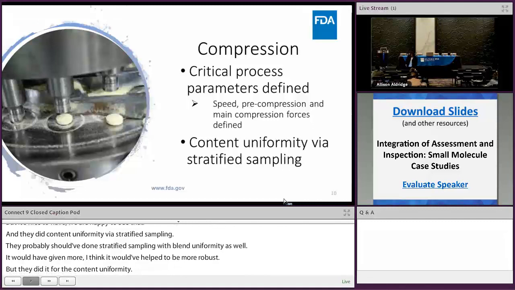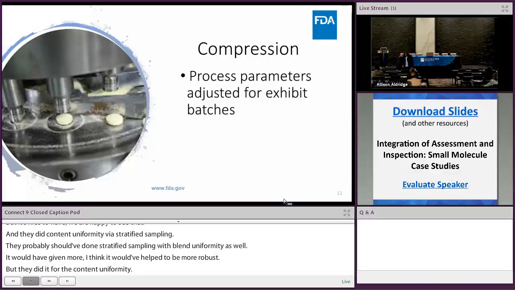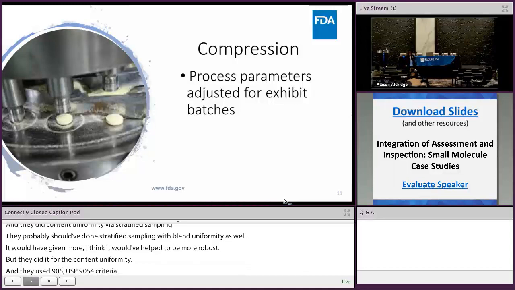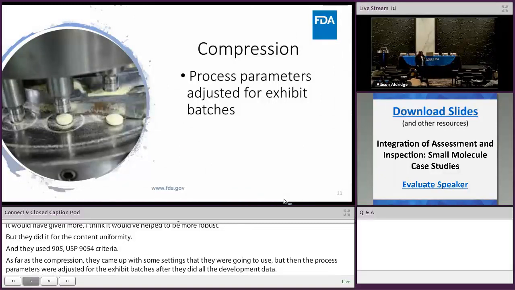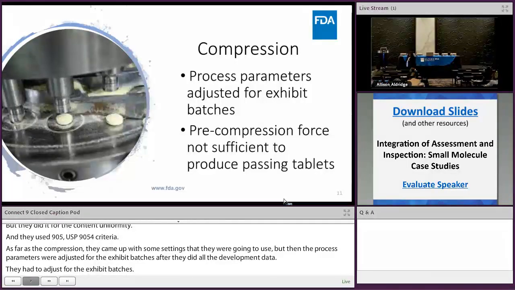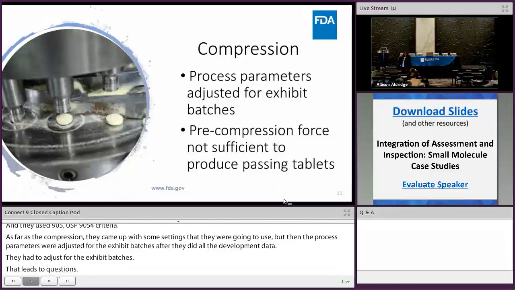Now, as far as this compression, they came up with some settings that they were going to use, but then those process parameters were adjusted for the exhibit batches. After they did all that development data, they had to adjust during the exhibit batches. That leads to questions. And then the pre-compression force was not sufficient to always produce passing tablets.